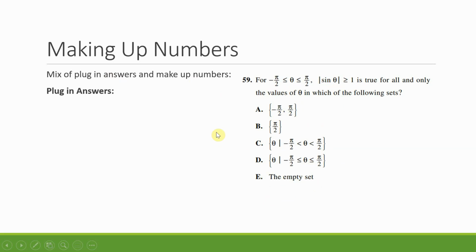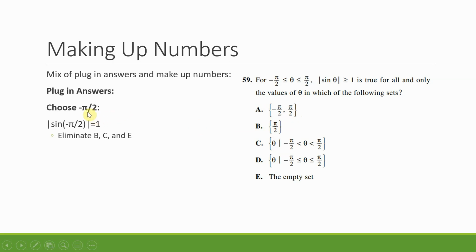So first, I'm going to plug in answers because I have some exact options. I'm going to pick one of these and try it out. So let's try negative pi over 2, just because if that works, I can get rid of both of these. Well, not both, but I can get rid of b. Whereas if I tried positive pi over 2 and it worked, well, I wouldn't be able to get rid of either because it's in both of them.